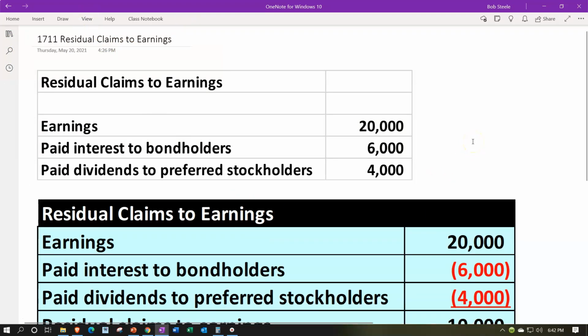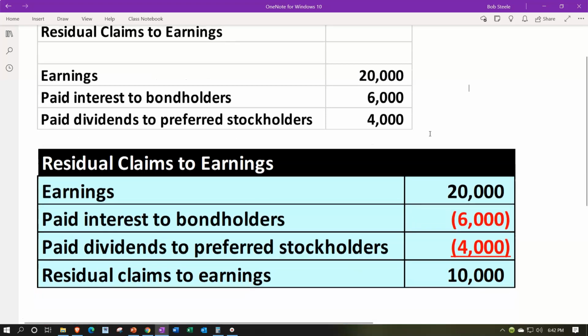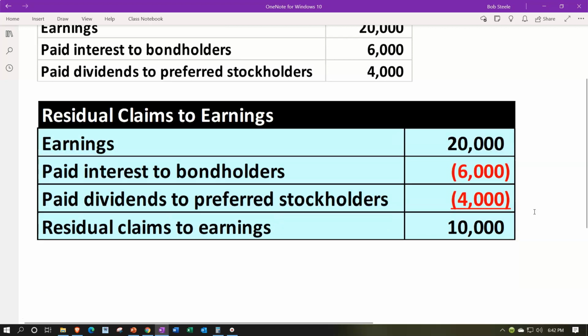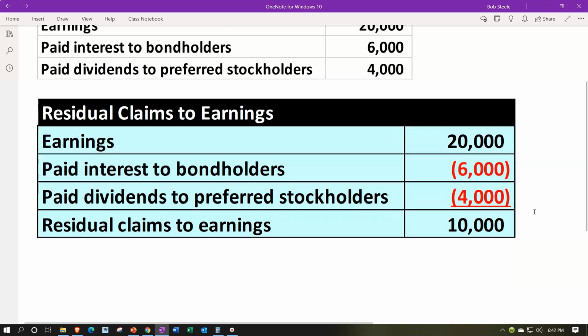Quick calculation here for the residual claims to earnings. So we have the earnings, then we have the paid interest to bondholders, and then the paid dividends to preferred stockholders. What we're going to do is think about who gets paid first, in essence, with regards to the earnings. Generally, if we have the earnings up top of $20,000, we'd first have to pay off the bondholders, as the general rule, and that would be the $6,000. We'd then have to pay off the preferred stockholders, generally the $4,000.